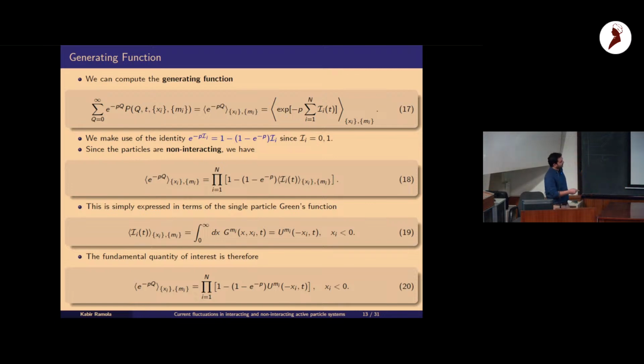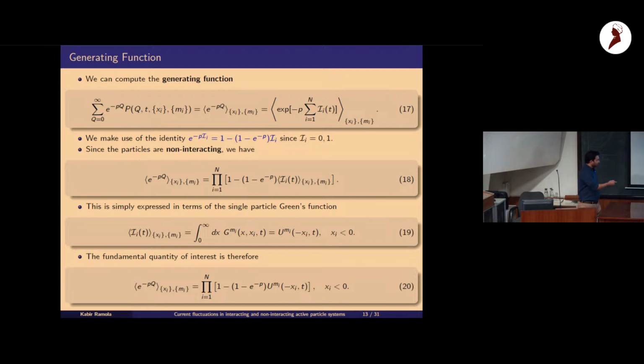And now, because you know the Green's functions for these particles, so what is the probability of being on the right for a single particle, you can just calculate this quantity, which is this average over the indicator function, as just an integral over this Green's function. So if you want to calculate the probability that a given particle is to the right of the origin, I just calculate the Green's function of a particle being at some position x, starting from some initial position xi at some given time t, and integrate from 0 to infinity, that is, being to the right of the origin at any given time, and this is simply this quantity, and I label it u.